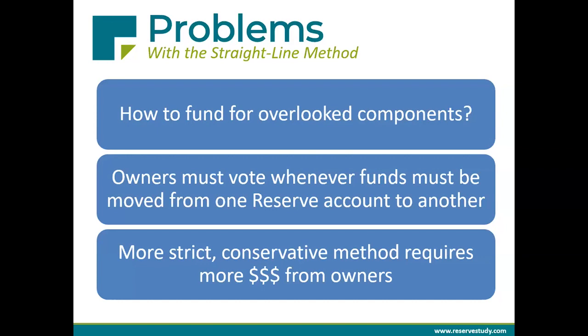Lastly, and I think probably the most serious problem with this method, is that because it is more conservative, associations are not making the most efficient use of the sum total of all of their available cash. The result is that it ends up costing the owners in these associations much more money each year to properly fund their reserve account.